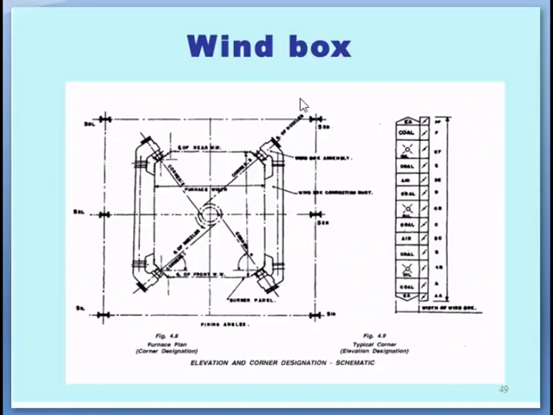The detailing will be done in the coming classes. This is the furnace plan, and this is a typical corner elevation. See, it will be in the same fashion at the four corners of the furnace. These are the secondary air dampers. Then ports are opening for the coal air.